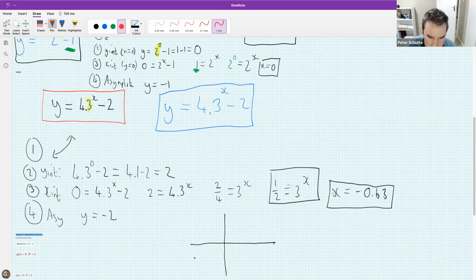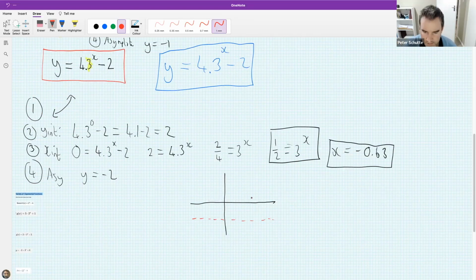Well, I'm going to put my asymptote in here. And that is going to be y equals -2. And then what was my y-intercept? It was up here. It was 2, and the x, so that was that one. And the x is minus 0.63. So it's going to be on this side, which does make sense.